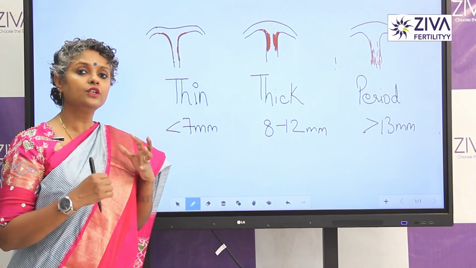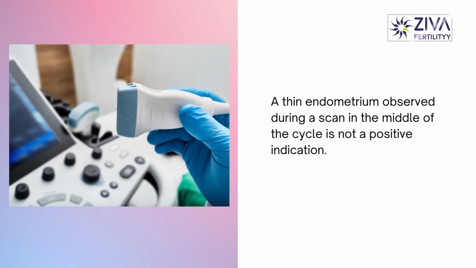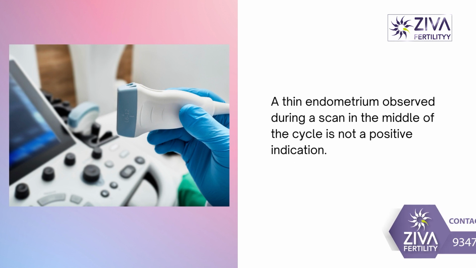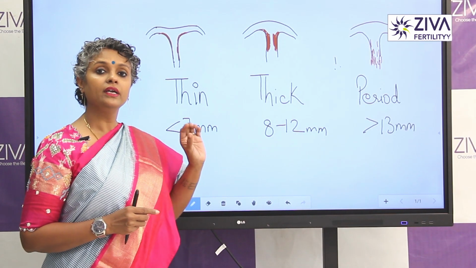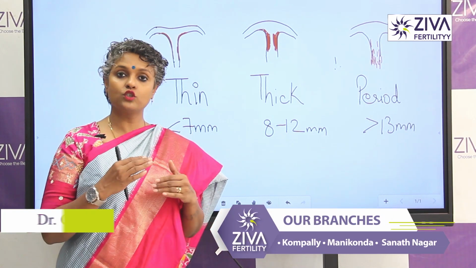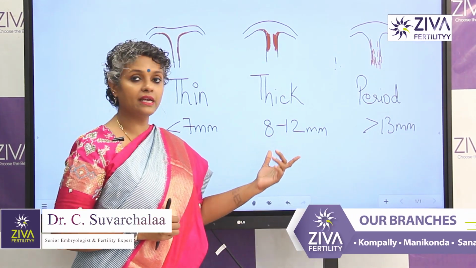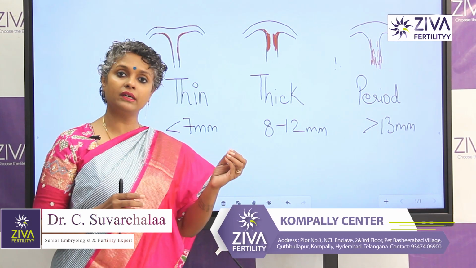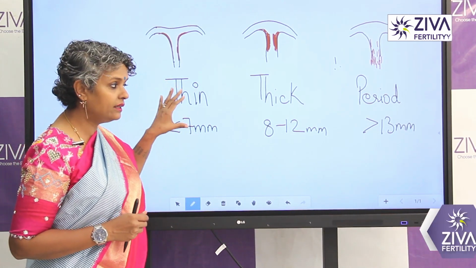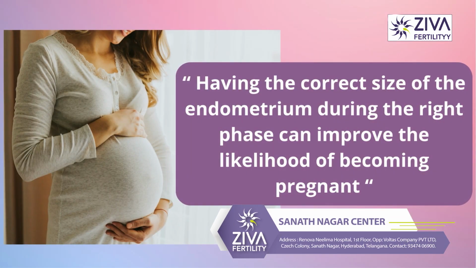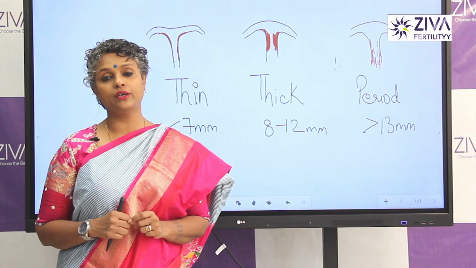Now suppose you get a scan done in the middle of your cycle, which is at the time of ovulation, and we encounter a thin endometrium. It is not a good sign, isn't it? It should be around this size so that we can assume that the egg might ovulate. There is a good chance of pregnancy. So the right size at the right phases will increase your chance of pregnancy. This is a very important point to understand.